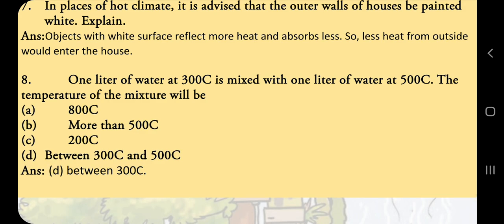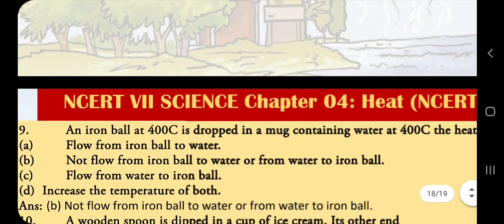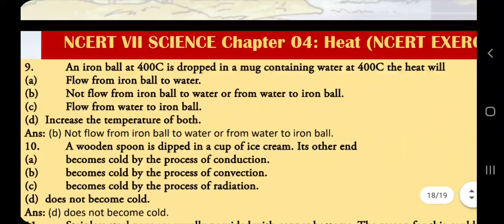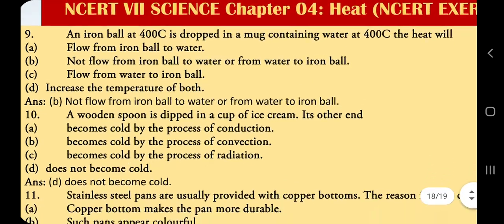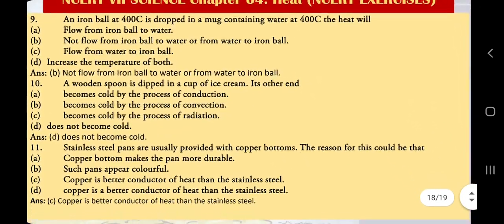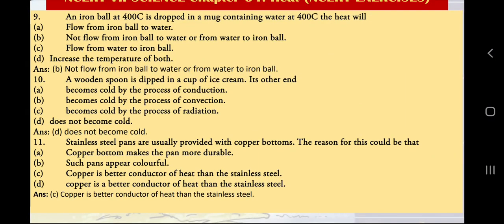Again, question number 8 is very simple and very easy. We have water at 300 degrees centigrade mixed with water at 500 degrees centigrade. What will be the temperature of the mixture? It will be between 300 and 500 degrees Celsius, because heat transfer will take place, and the 300 degrees Celsius water will take up heat from the 500 degrees Celsius water, so the lower temperature will rise and the higher will go down. So here are the final 9, 10 and 11 multiple choice questions.